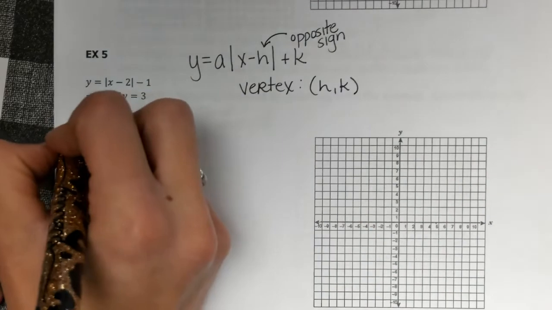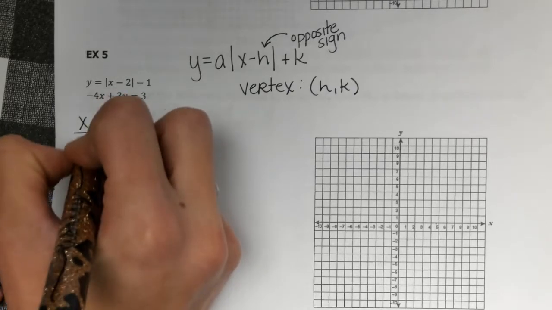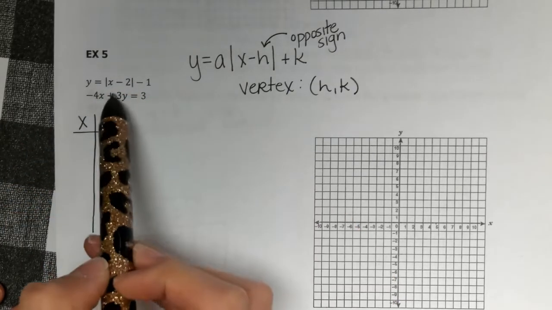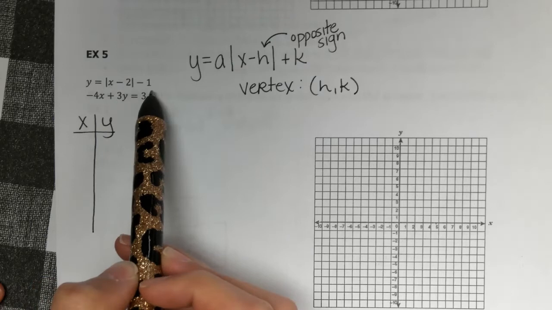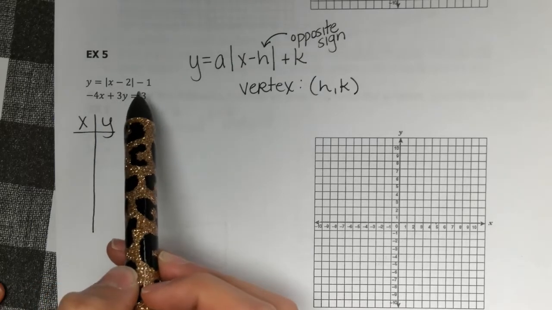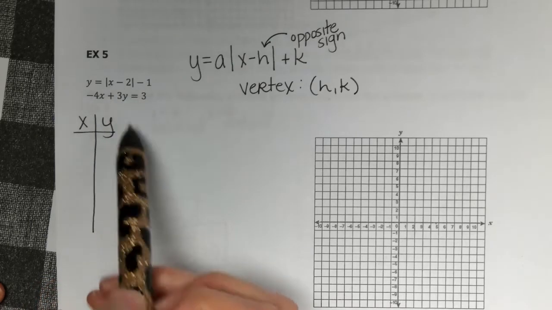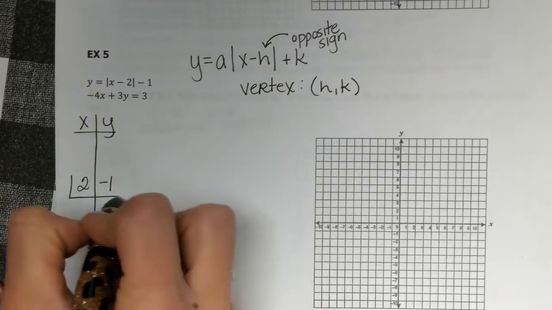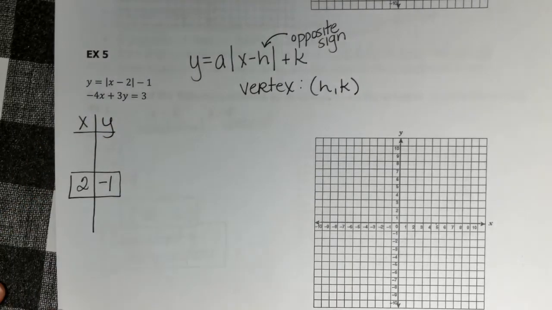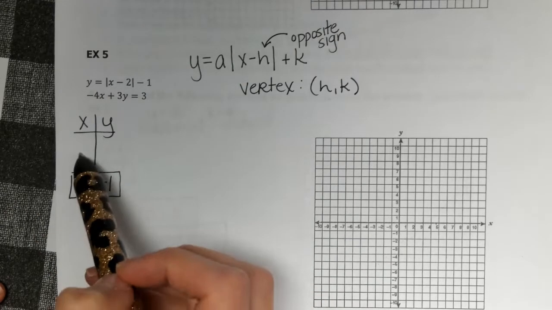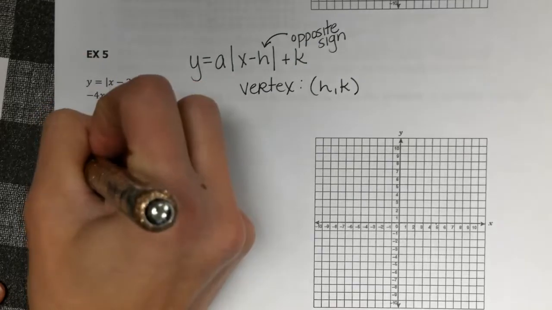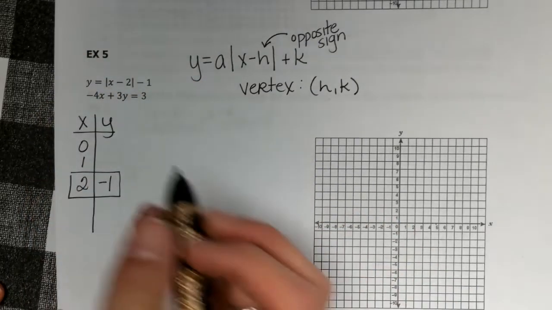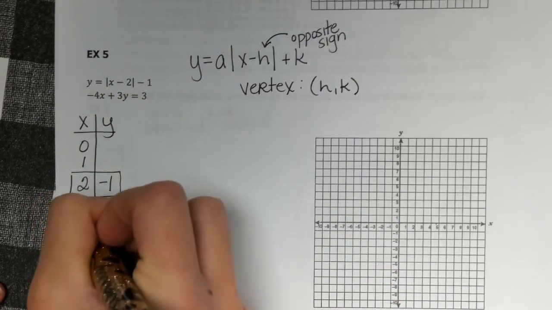Okay? So if I've got my table, and I'm looking at the absolute value of x minus 2 minus 1, my vertex is going to be the opposite of -2, so it's going to be a +2 and then -1. And that goes in the center of your table, and you'll do 2 points above and 2 points below. So to get those 2 points above, remember you're just subtracting 1 each time. So I'm going to have a 1 and a 0, and then I'm going to add 1, 3, and 4.